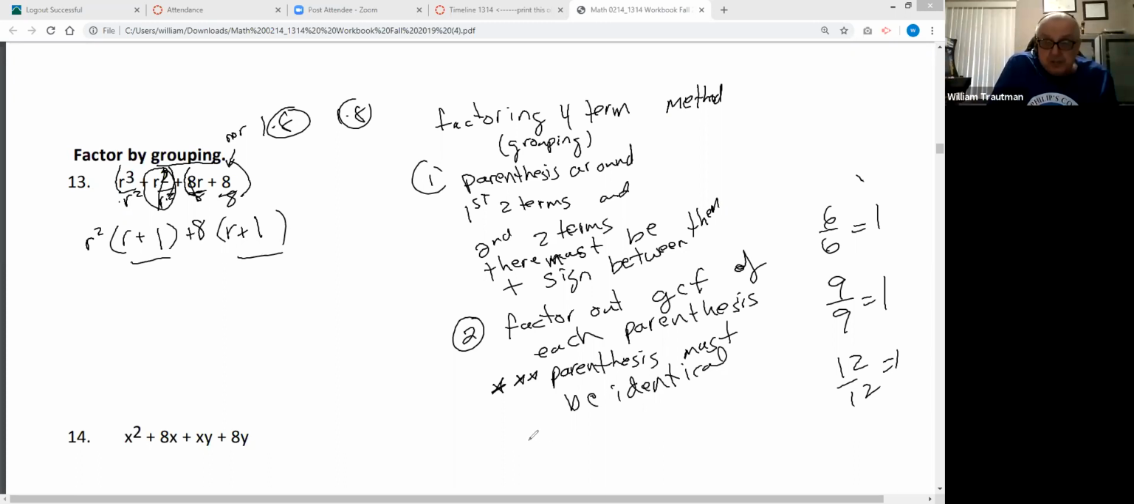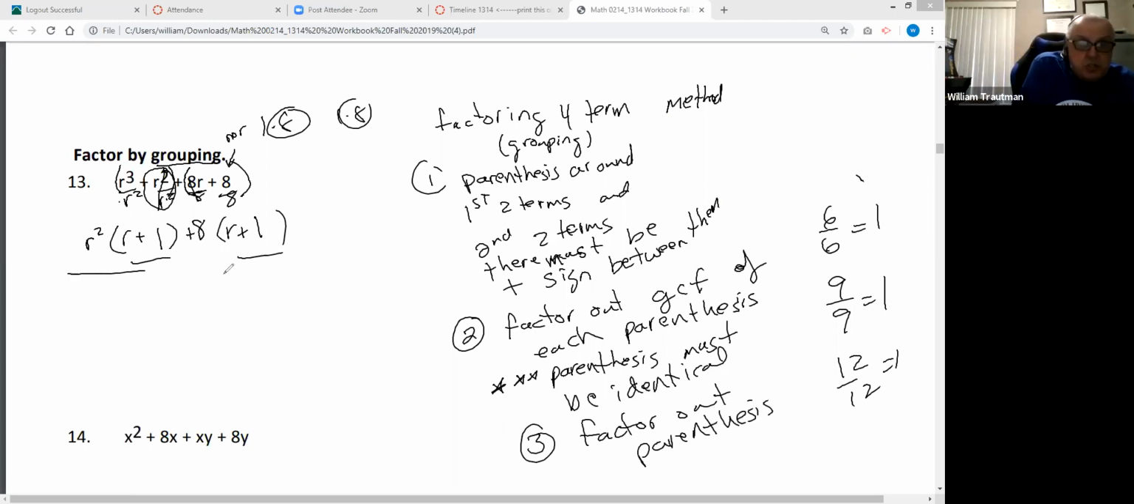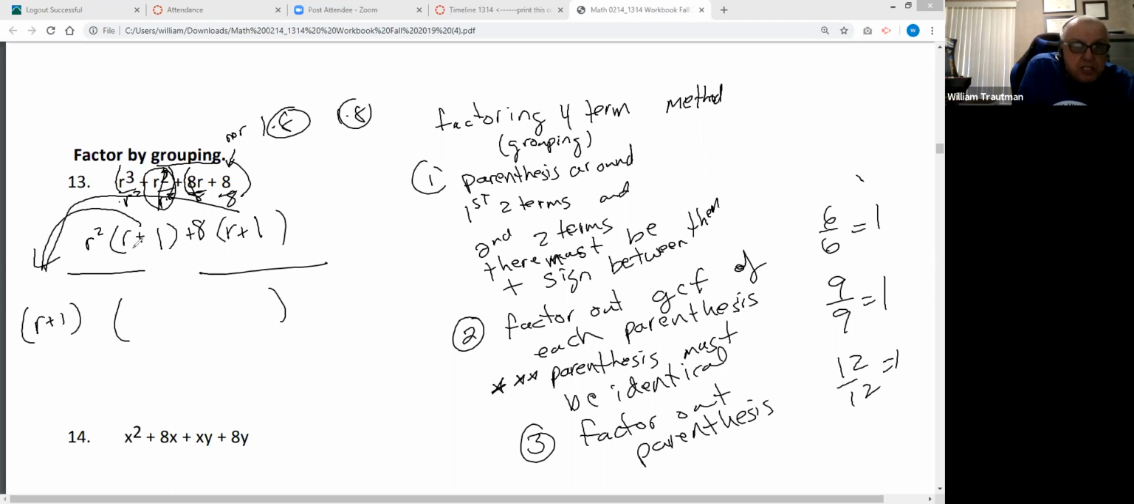Step 3 is factor out the parentheses. Do you see? I have 2 terms here, and I am going to factor out the parentheses. I'm going to divide out the r plus 1. The r plus 1 is going to go in front. When I factor out the r plus 1, I'm left with r squared, and I'm left with a plus 8. This is the factor by grouping.